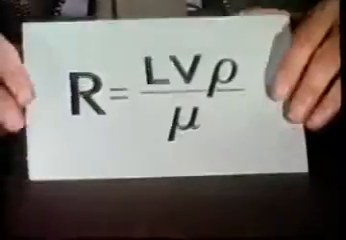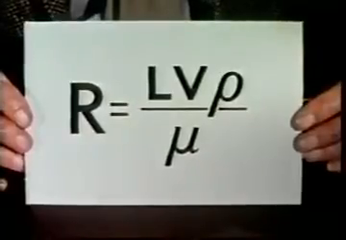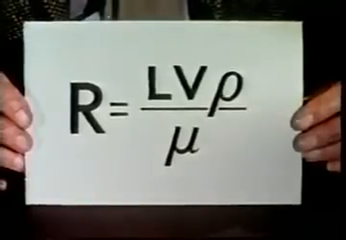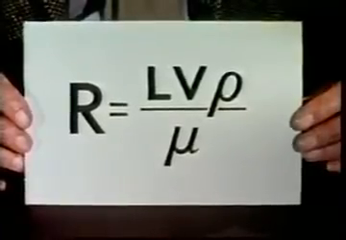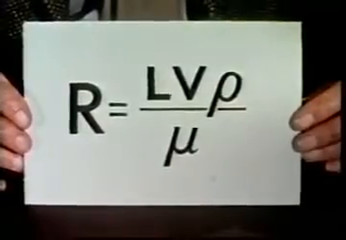Low Reynolds number flows are those in which inertia plays only a very small part in the conditions which determine the motion. Reynolds number for a flow which is characterized only by density and viscosity is defined as R equals LV rho over mu. Here L is a length characteristic of the field of flow, V is a characteristic velocity, rho and mu are the density and viscosity of the fluid.